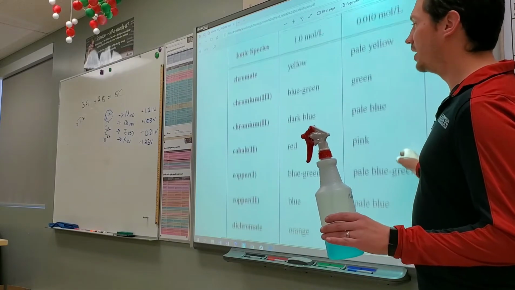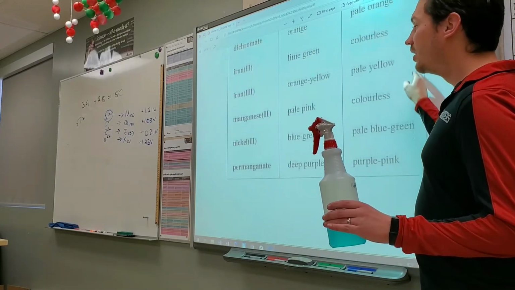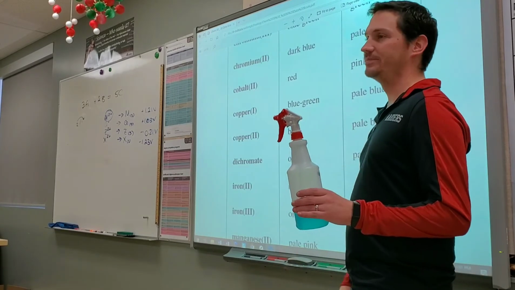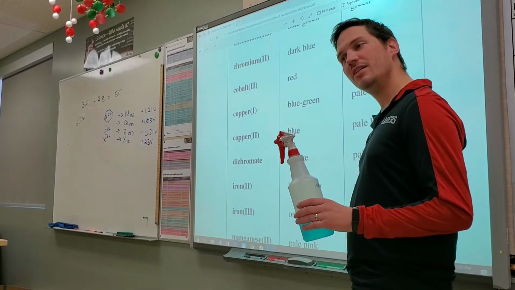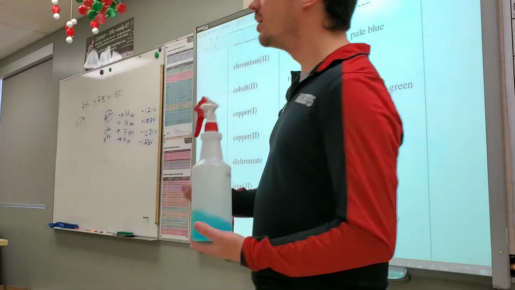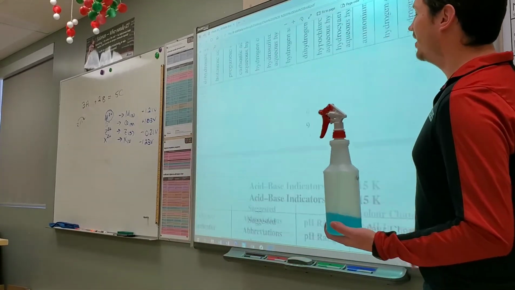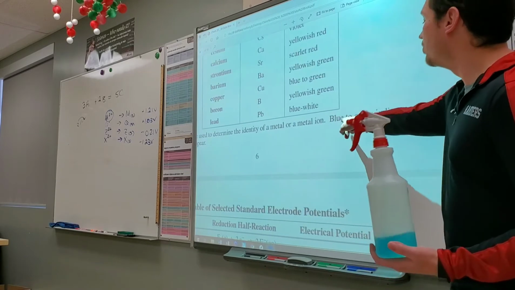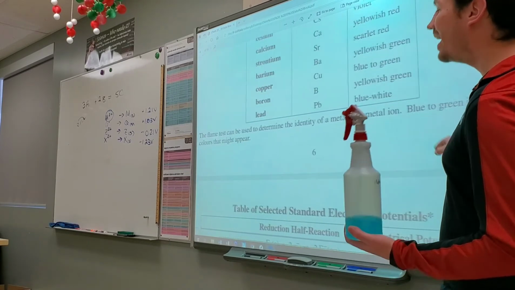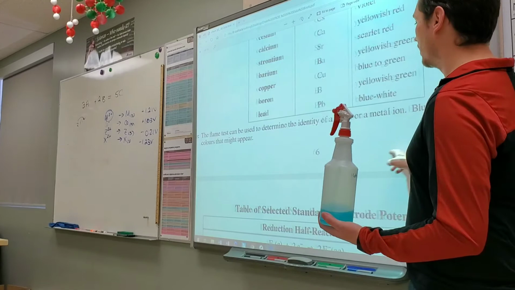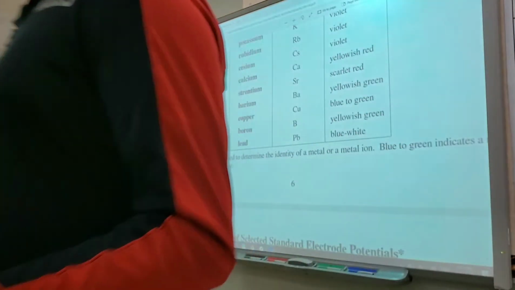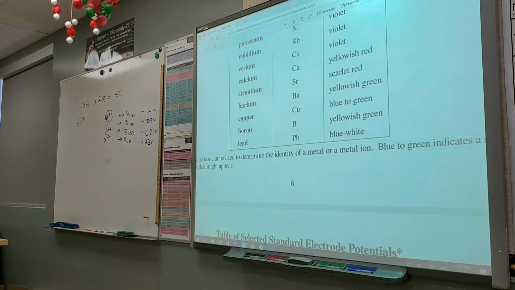No. Is boron in here? No. Is copper in here? Yes. Are we okay with that? Yes. So I need you to understand that on page 6 we read it, right? Blue to green indicates a range of colors that could appear. When it says blue to green, it can be a little bit bluer or a little bit greener. In this case, it was a little bit greener.